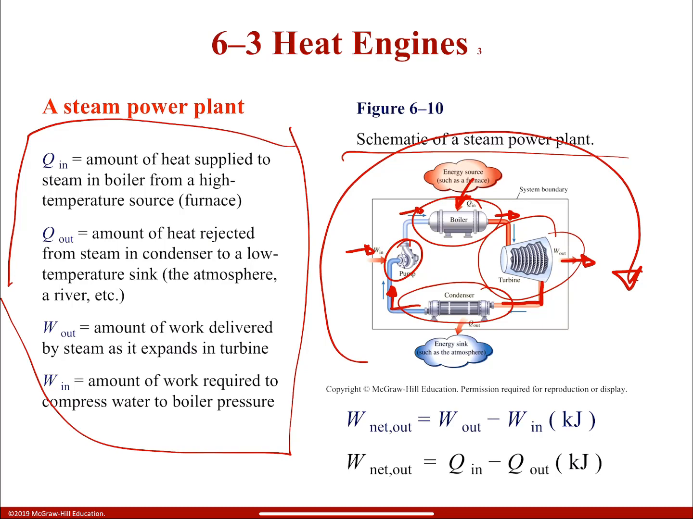All this is attached to the definitions of each of those components. What is the essence of a turbine? What is the essence of a pump? Like I told you, the pump requires electricity or power, and the turbine produces it, so they work in opposite ways. To know the net amount of work delivered by the system, you take the work out, which is what was produced, minus the work that was necessary to produce it. You can also do that with heat. The net amount of work is the amount of heat provided to the boiler minus the amount of heat rejected by the condenser. You can do it with either one of them.